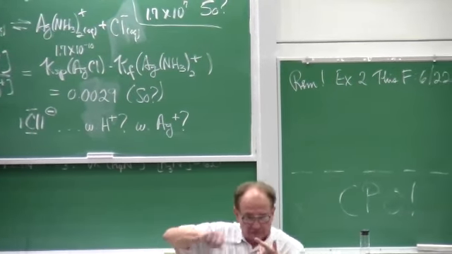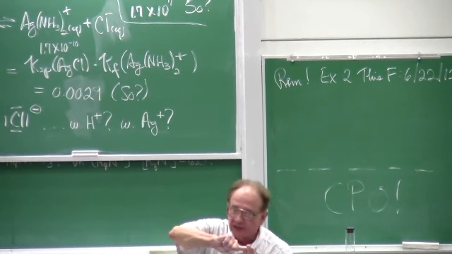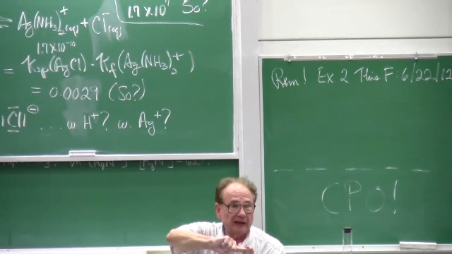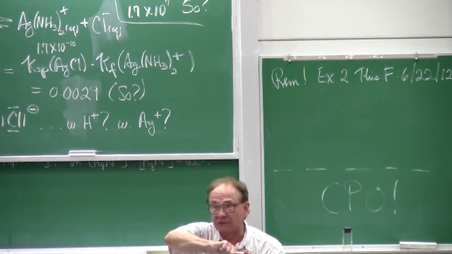So 5s, 5p, 5d, they're all there and they're all empty. Well, that gives me 9 empty orbitals. So silver ion is certainly a Lewis acid.